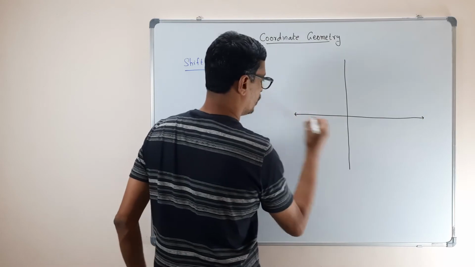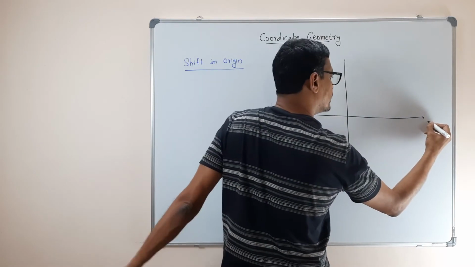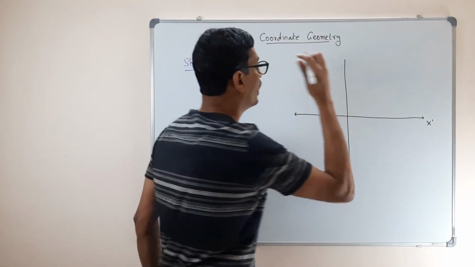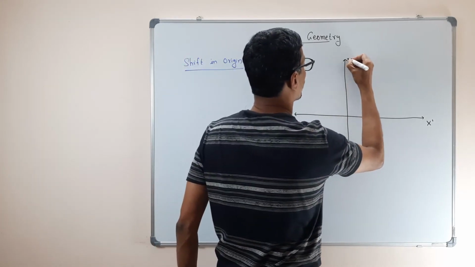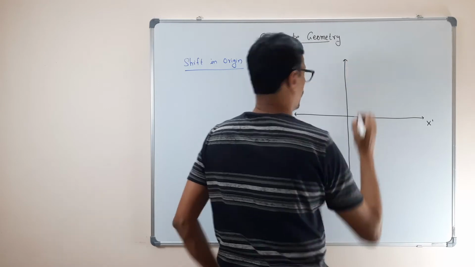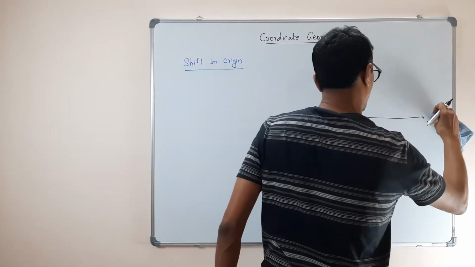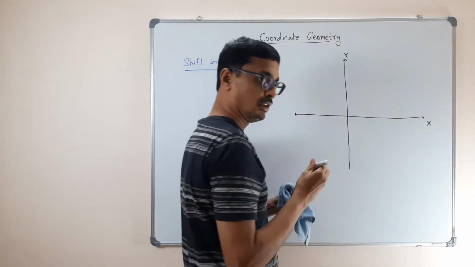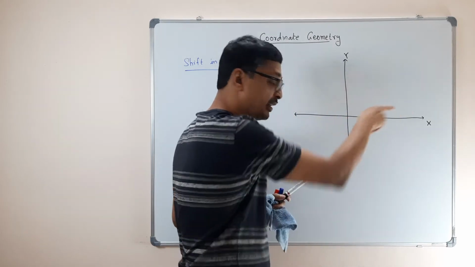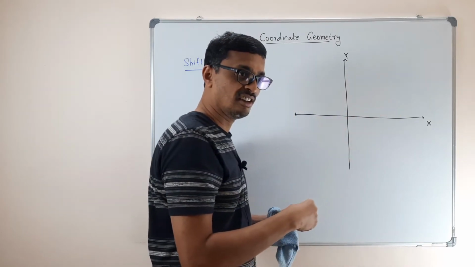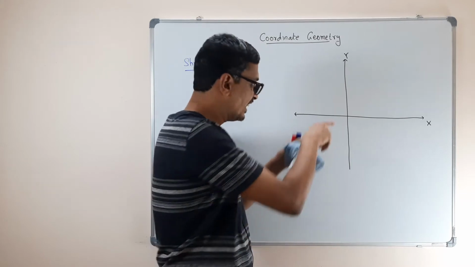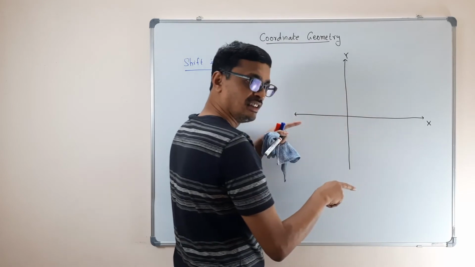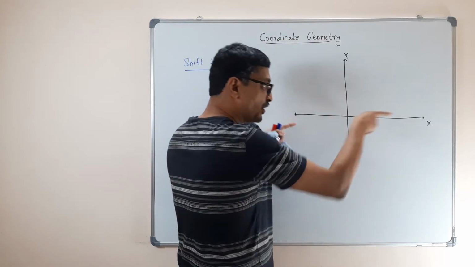So let me call this your x prime. Okay, and this is x. That is y. Do you know even the x-axis has a condition? Do you know that? See, the x-axis is also a set of points, right? It is also a locus. And what is the condition for that locus? Tell me.